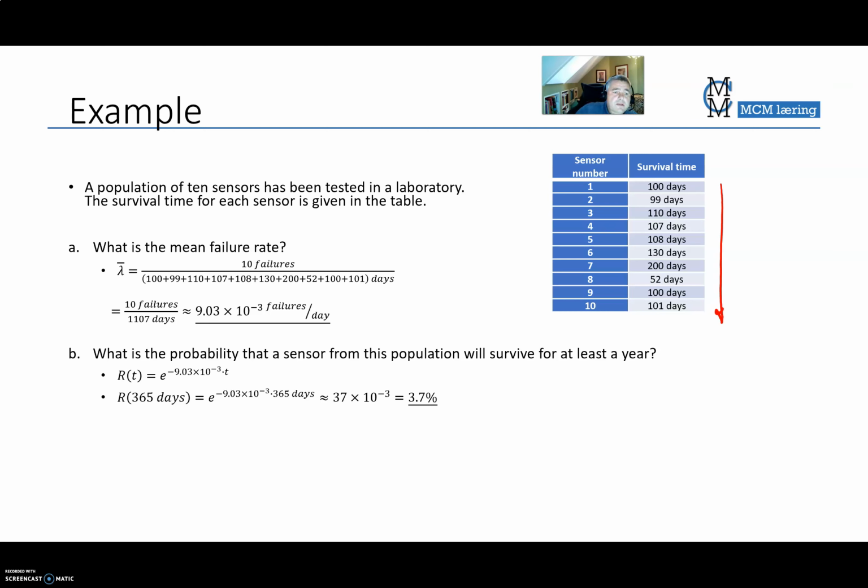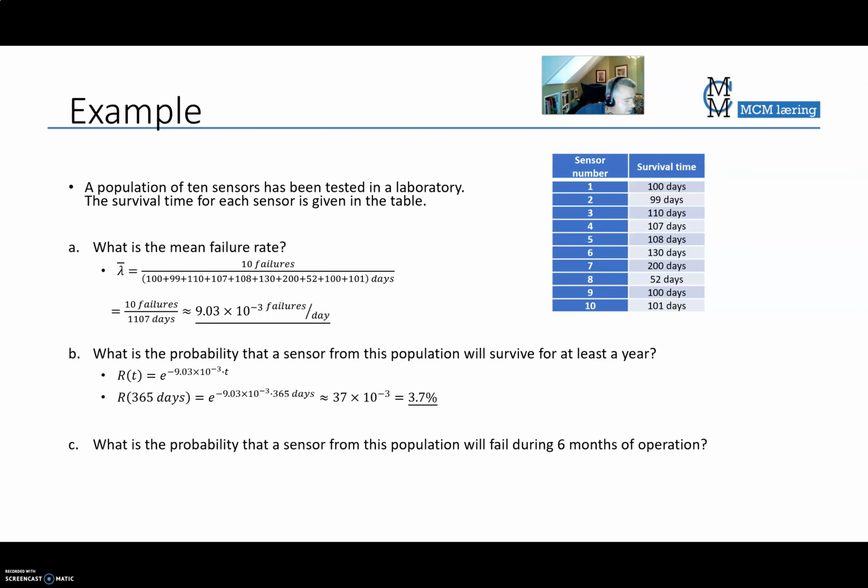The reliability of it working for 365 days would be about 3.7%. You see here that all the sensors that I have here worked for less than a year, so it's rather improbable that it will work for a whole year. But still, there is a minor probability that it will. Actually, this is not quite correct, because every fourth year we have a leap year, so the average year is actually 365.25 days.